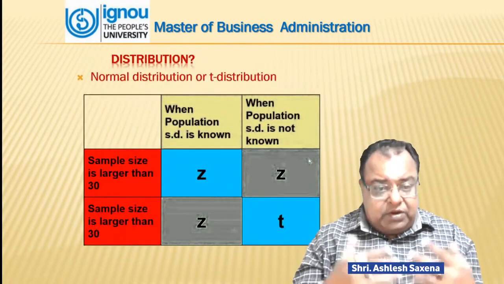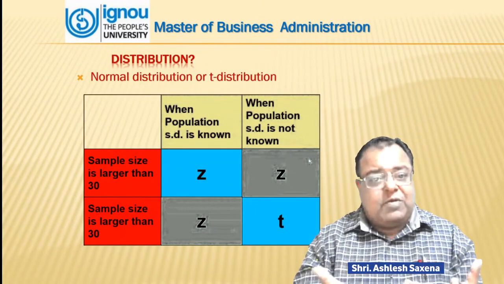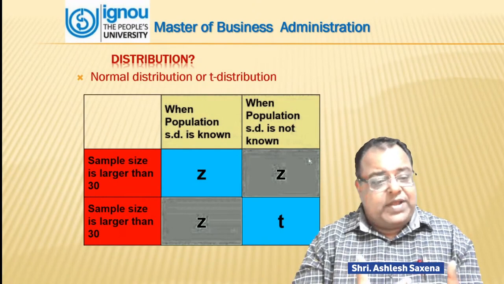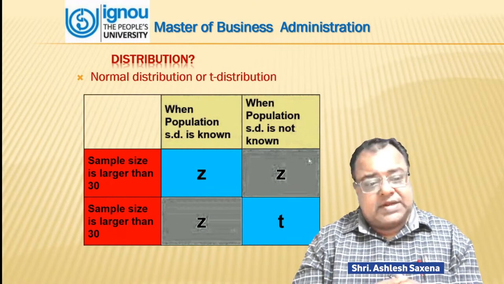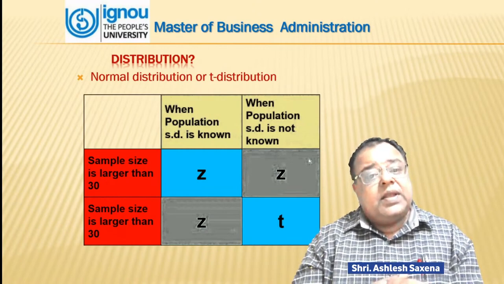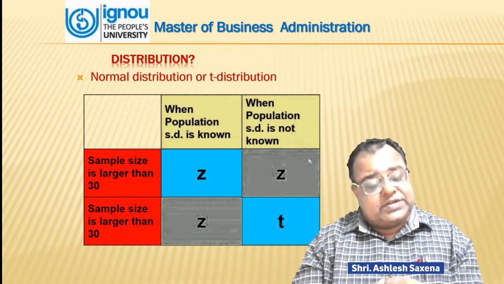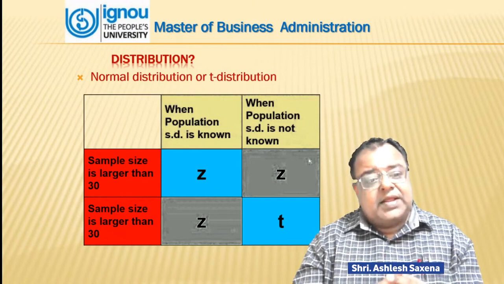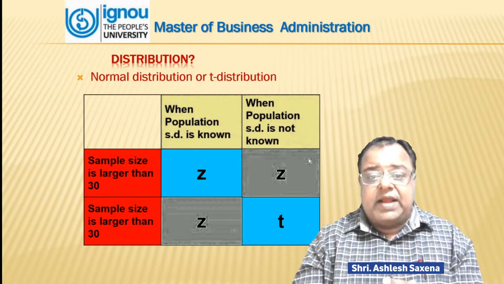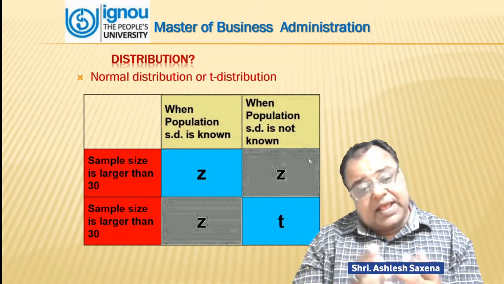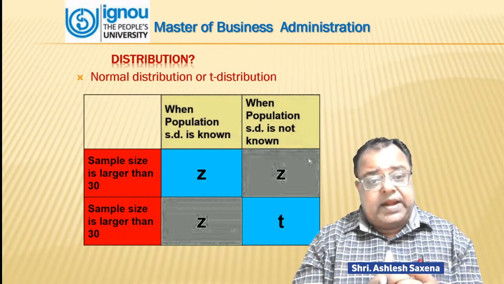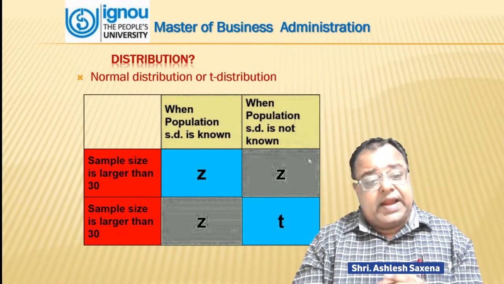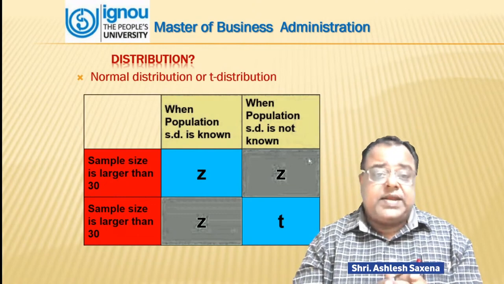Now, under what condition do we have to apply which distribution? It is either the normal distribution or the t-distribution. When the sample size is larger than 30 and the population SD is known, we apply the Z test. Similarly, if the sample size is larger than 30 and the population SD is not known, again we apply the Z test. And in the fourth case, when the sample size is small and the population SD is not known, we apply the t test.